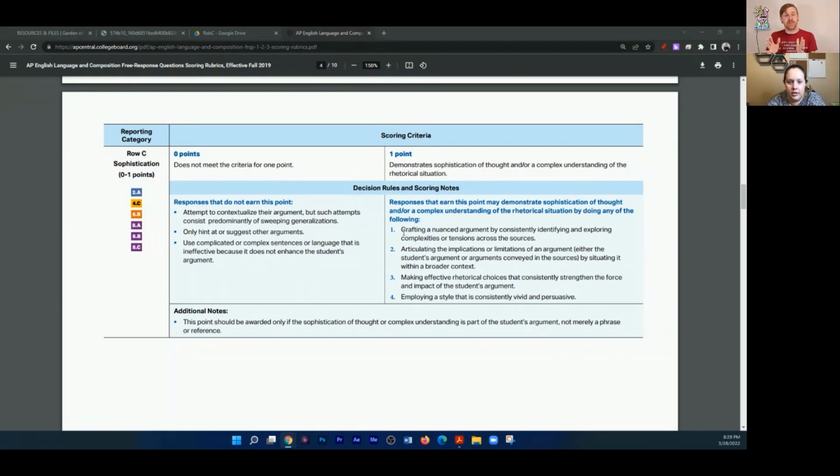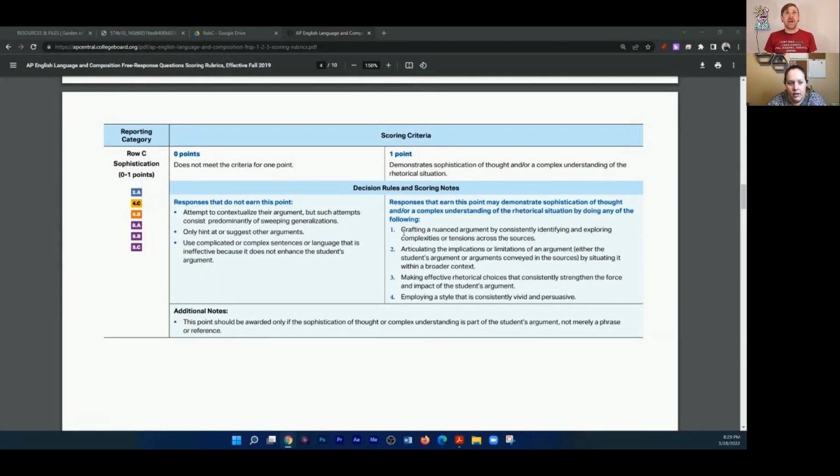I always tell my students, it's cool to want to get it, but if we can do the thesis and we can do the evidence and commentary, chances are the sophistication point will come. And if it won't come, it's still okay. That's the kind of thing I always try to tell my kids, to get them away from focusing on one point as opposed to focusing on where they can get the most points on test day.